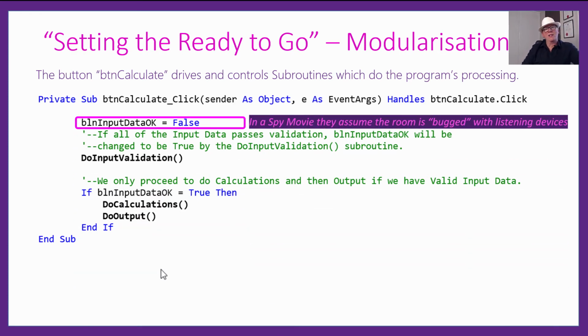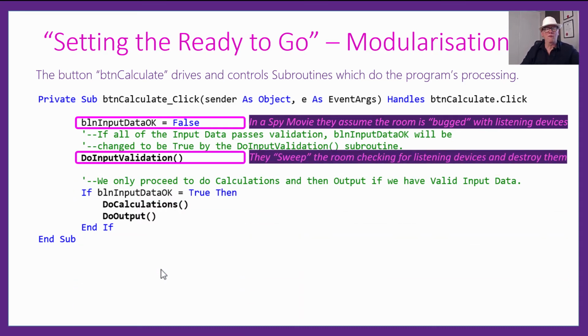And think of this like when you see spy movies. First up, the Boolean input data okay is false. So in a spy movie, they're going to go into this room and have a discussion, but at the beginning they assume, hey, the room might be bugged, nobody talk. And they go all around the room looking for little bugs and listening devices and destroying them, right? So that's kind of like them doing their input validation. They sweep the room and they check for listening devices and destroy them.